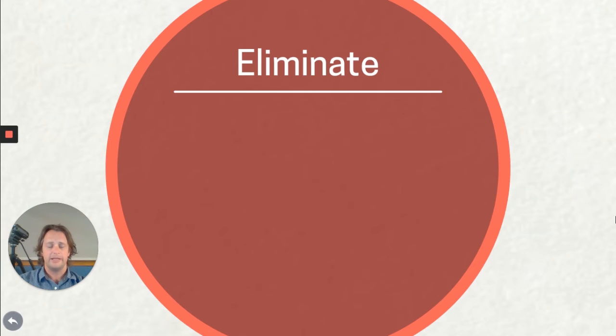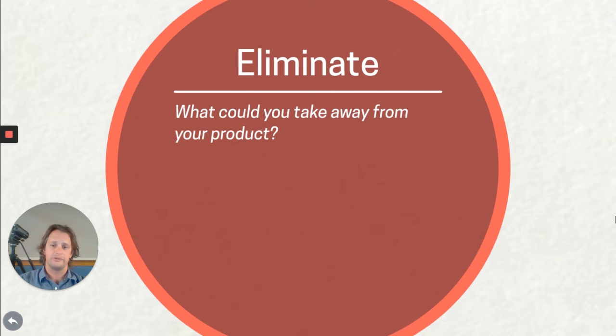E, eliminate. The E is for eliminate, right? What could you take away from your product? When it comes down to the core element of what that means, it's saying, how could you simplify this product? What can we take away to make it better, right?